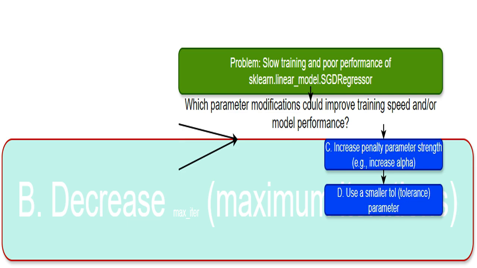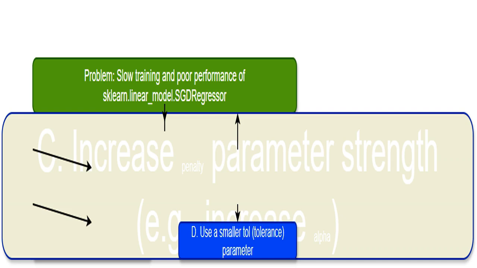Option C involves increasing the penalty parameter, often controlled by an alpha value in L1 or L2 regularization. This adds a penalty for complex models and it generally makes for simpler, more generalized models. While it might not speed training directly, it can help indirectly by preventing overfitting, which makes it easier for the model to learn.